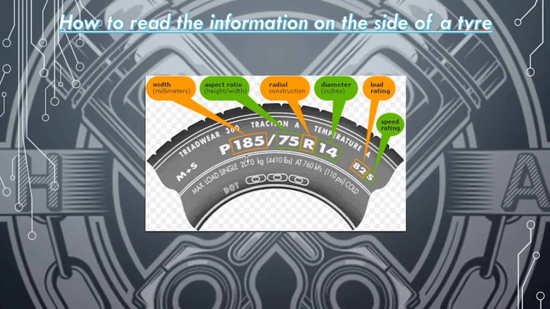So the 185 is the width in millimetres of the tyre, and the 75 is the aspect ratio, which will be the height of the tyre. The R obviously represents radial, which is the type of tyre that it is, and finally the diameter would be 14, which again would be in inches. And then you've also got the load rating and the speed rating.